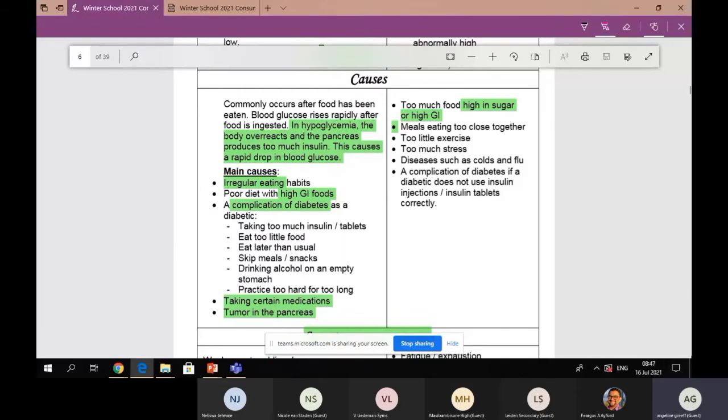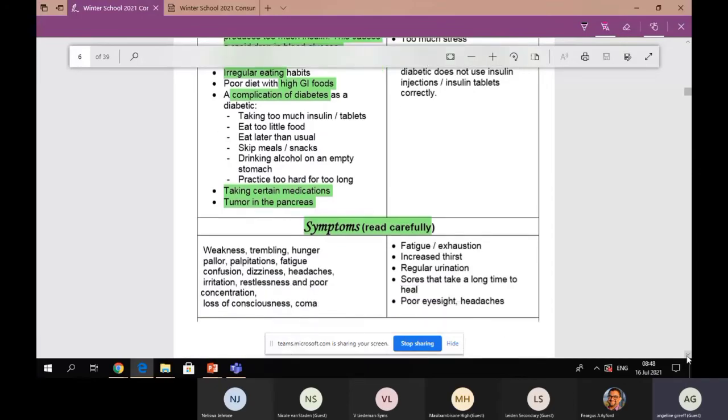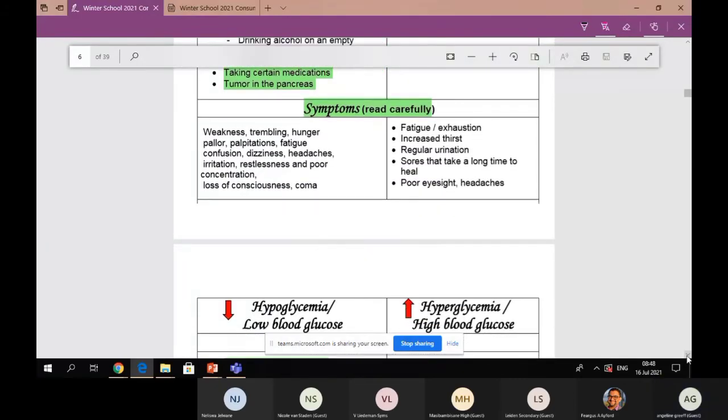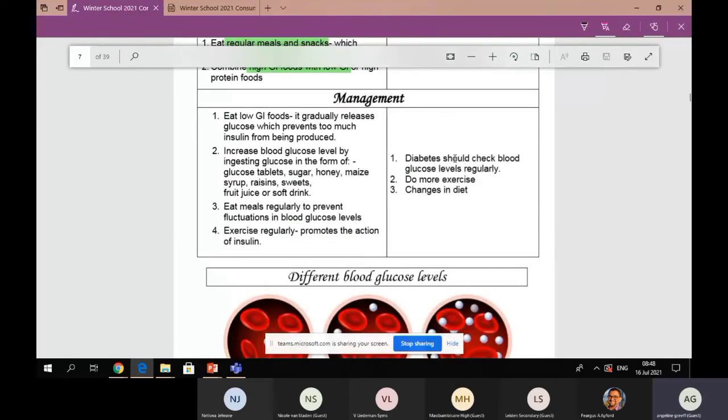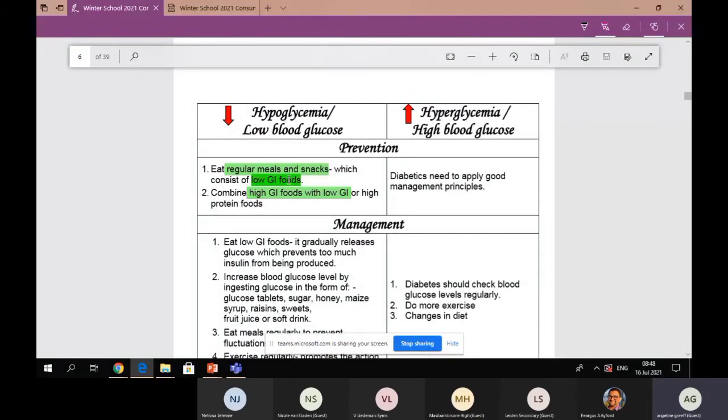I'm not going to look at stuff in detail. So have a look at the symptoms as well to differentiate between the two. And the other thing that we want to have a look at, and that's important, is how do we prevent hypoglycemia and how do we prevent hyperglycemia?